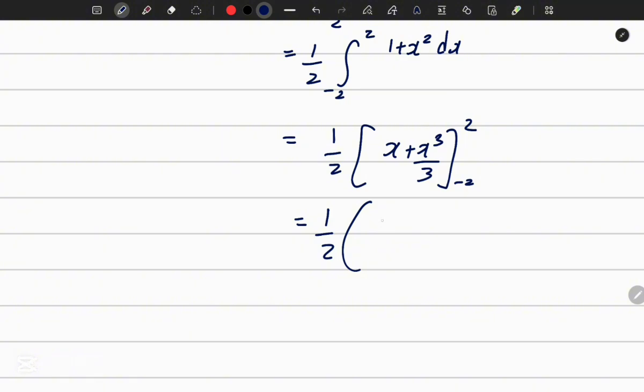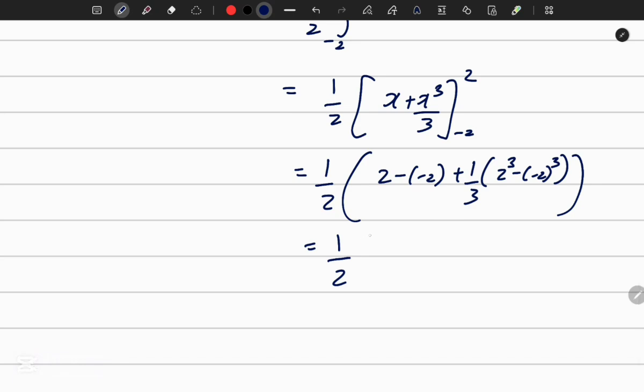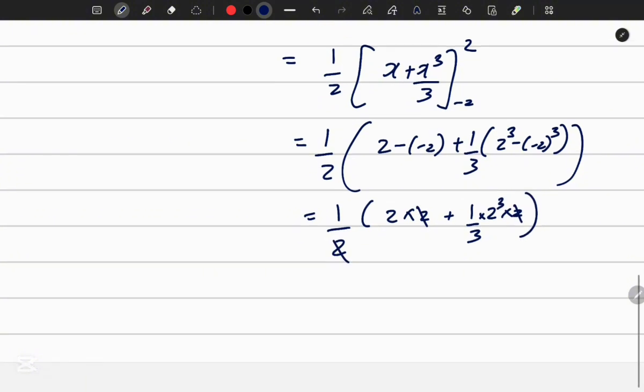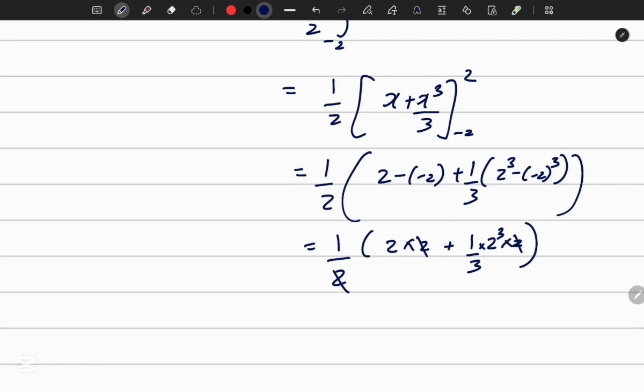1/2 times [(2 - (-2)) + 1/3 (2³ - (-2)³)], sorry, 2³ minus (-2)³, equals 1/2 times 2 times 2 plus 1/3 times 2³ times 2. The 2 and 1/2 cancel out, so 8/3 plus 2, which is 6 plus 8 over 3. 6 plus 8 is 14, right? 14 over 3. The answer is 14/3, right? Let me check. Yeah, the answer is 14/3.